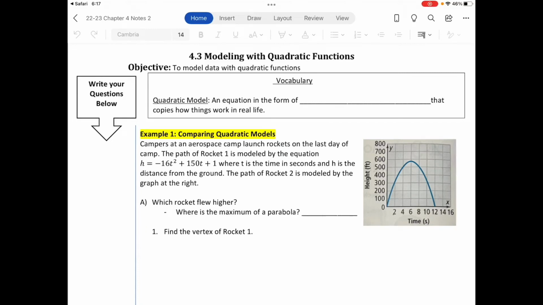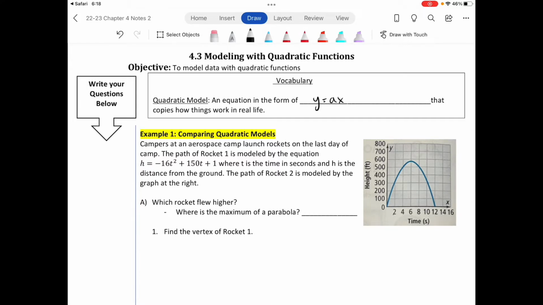In 4.3, we're going to look at modeling quadratic functions. We'll learn how to model data with a quadratic function, meaning how can we take information that we have and see if it fits in a quadratic model, and how can we interpret real-world quadratic scenarios. A quadratic model is an equation in the form of y equals ax squared plus bx plus c that copies how things work in real life.